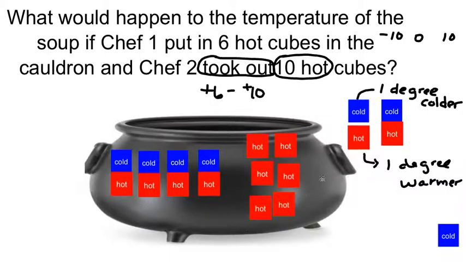Now when I look here, I'm still at the positive 6 degrees that we started with. I added in some extra hot, so I'll be able to take my hot cubes out. But I didn't change the temperature because I also brought in the cold with them. When I look at this, a positive 6, take away 10. Now I can take away 10. 1, 2, 3, 4, 5, 6, 7, 8, 9, 10. What's left over is a negative 4.